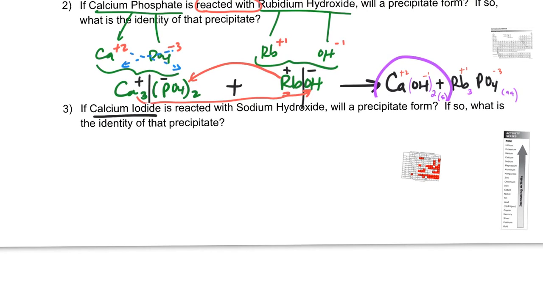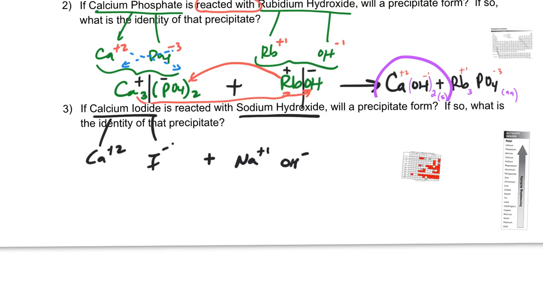Okay, so here's one of the compounds. Here we've got calcium, that's a +2. Iodine here is a -1. It's reacted with, so there's a plus sign, and then we've got sodium hydroxide, that's Na +1, and then your OH -1.